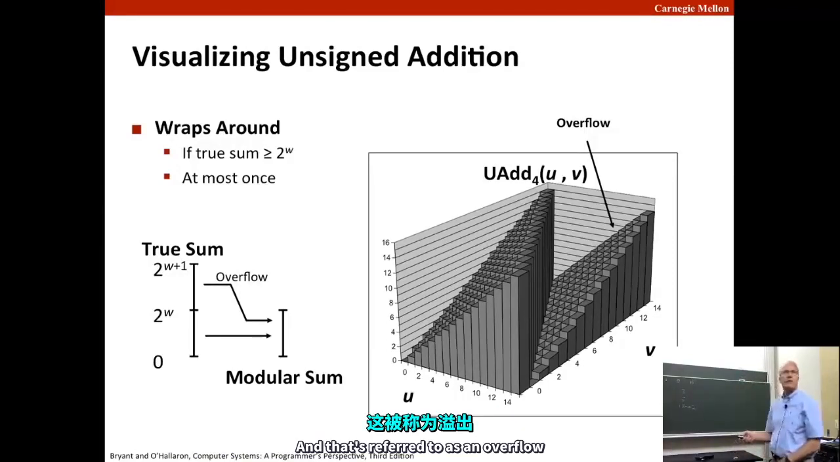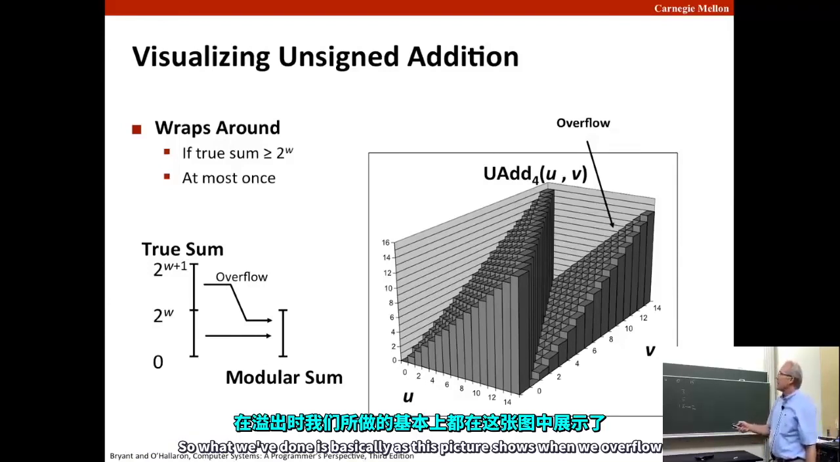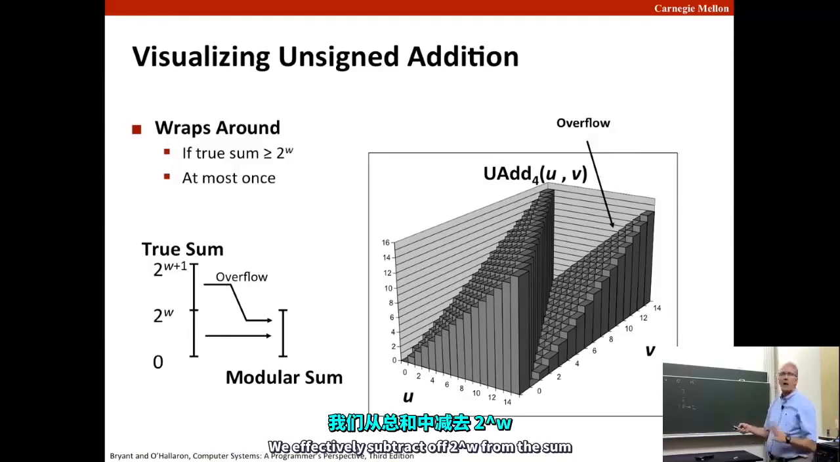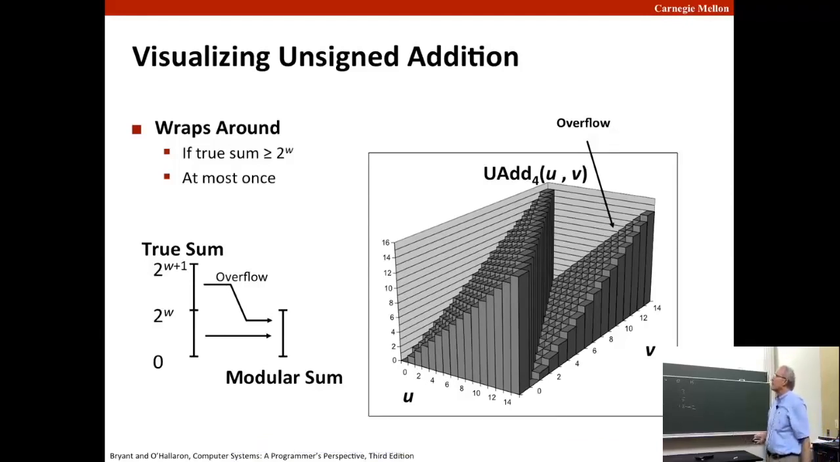And that's referred to as an overflow. And then from there, we'll build up to the maximum value here, which will be 14, which is 30 minus 16. So what we've done is basically, as this picture shows, when we overflow, we effectively subtract off 2 to the w from the sum and keep it within the representable range of w-bit numbers.